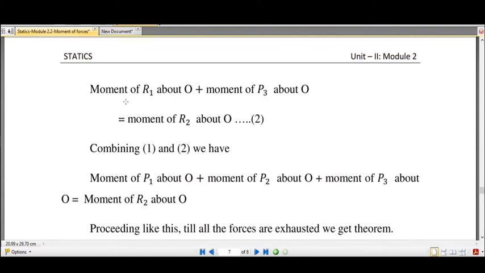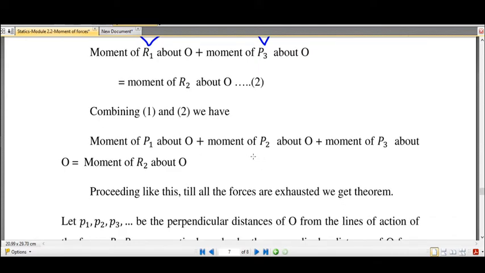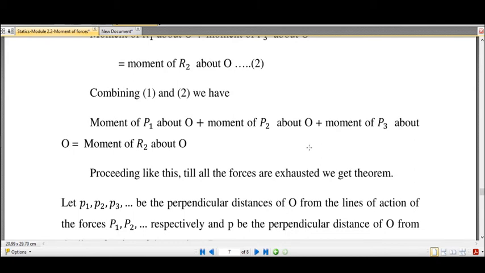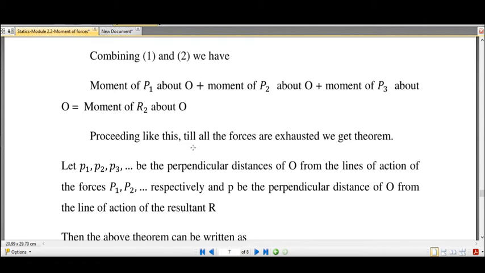Therefore, we get that the moment of R1 about O plus the moment of B3 about O. But what is the resultant of R1 and B3? R2. Therefore, by Varignon theorem, that is equal to the moment of R2 about O. Combining equations 1 and 2, we get that the moment of B1 about O plus the moment of B2 about O plus the moment of B3 about the same point O is equal to the moment of R2 about O. Proceeding like this till all the forces are exhausted, we get the theorem.